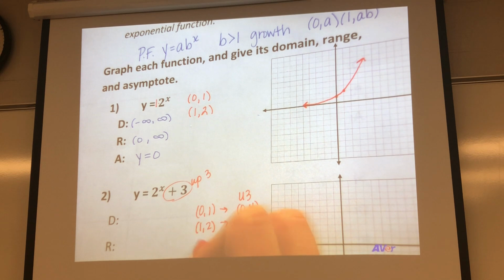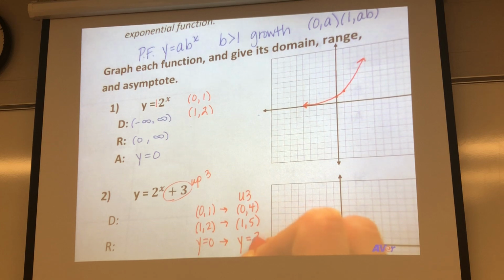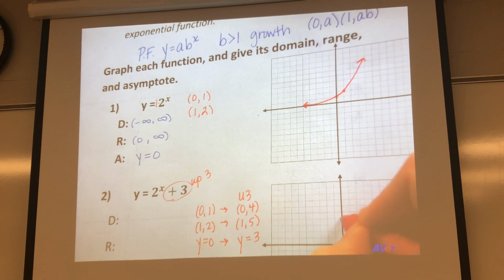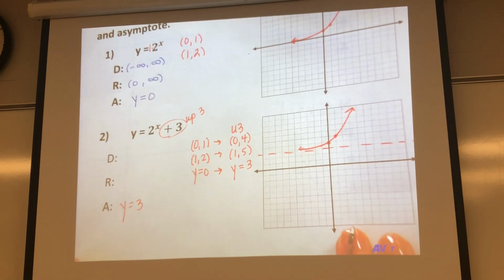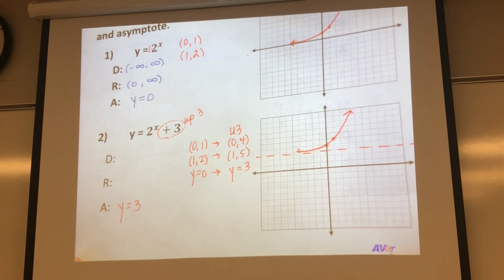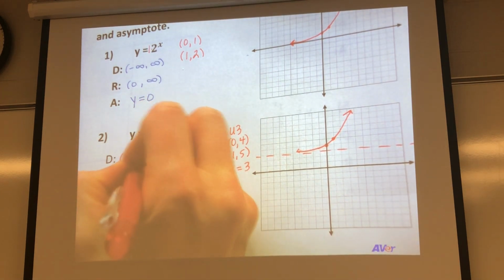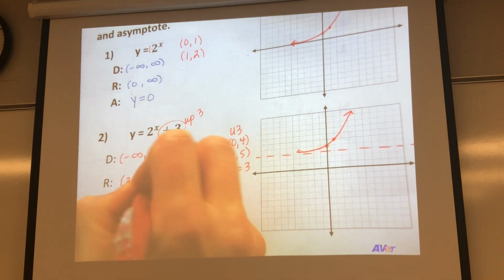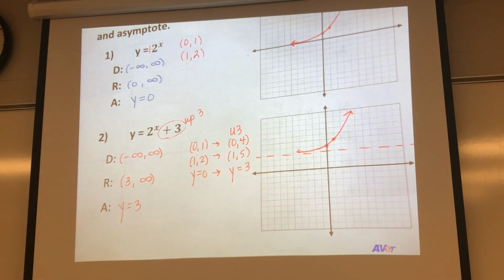And it also changes the asymptote. So our asymptote of our parent function was y equals 0. If we move it up 3, now it's going to be y equals 3. So we'll put (0, 4), (1, 5), and draw in our asymptote. And we'll see that same curve, just everything has been moved up 3. So our domain is still negative infinity to infinity, but our range is now 3 to infinity, because everything moved up 3.